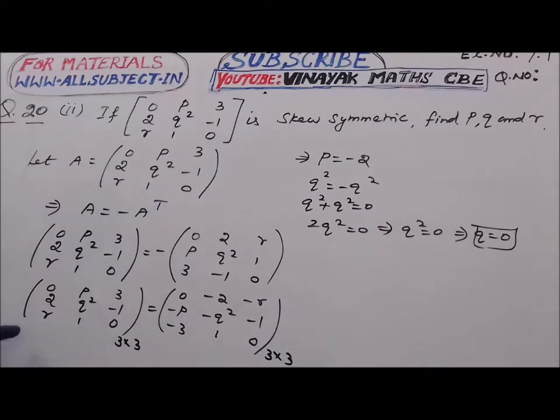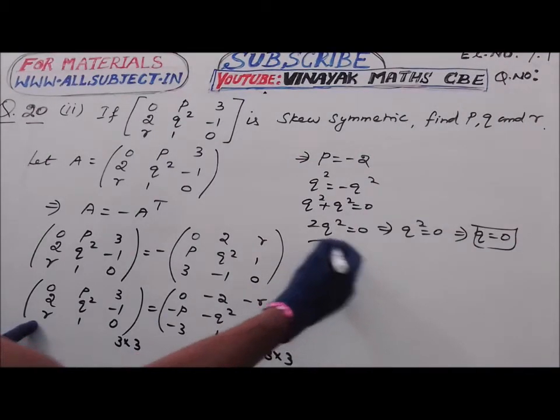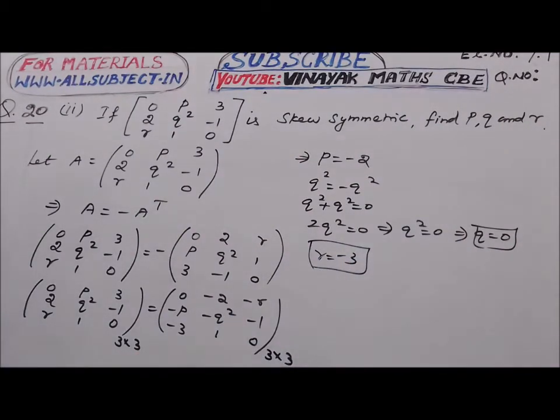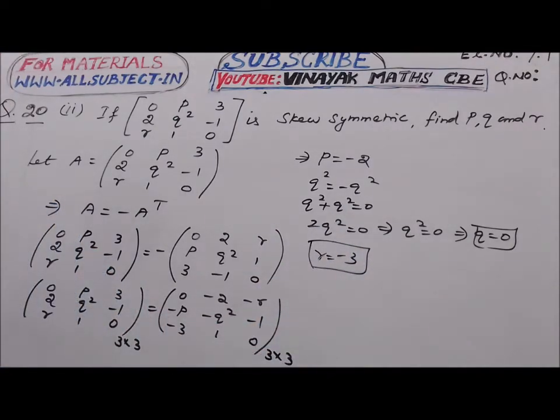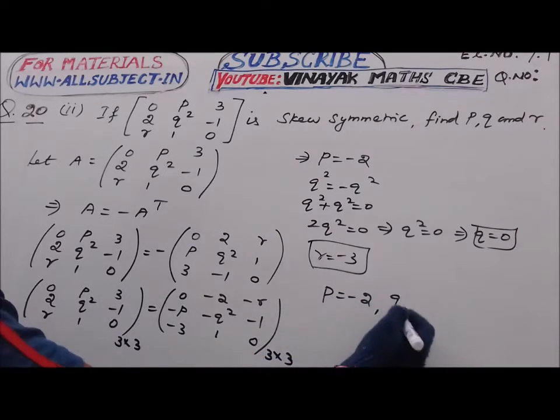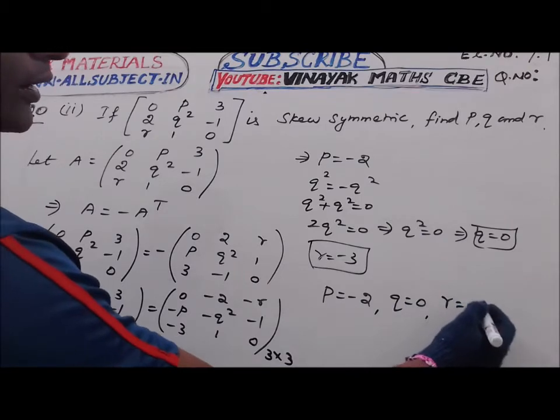We need the value of R. By equating these two values, R equals minus 3. So from the above matrix, we can conclude P equals minus 2, Q equals 0, and R equals minus 3. So the values of P, Q and R are P equals minus 2, Q equals 0, R equals minus 3.